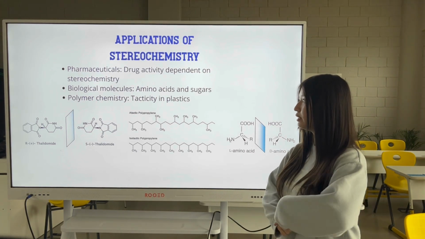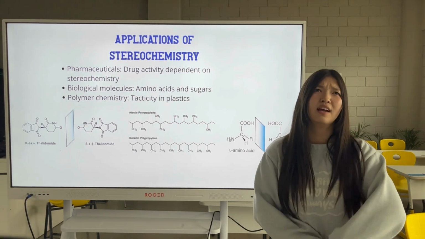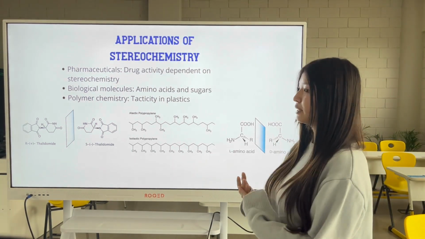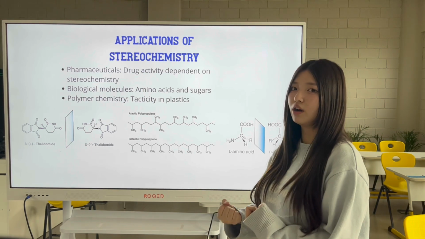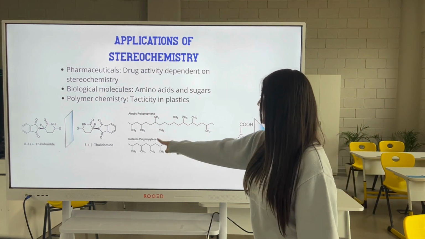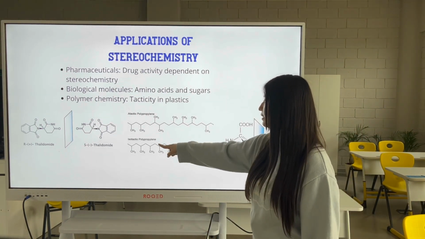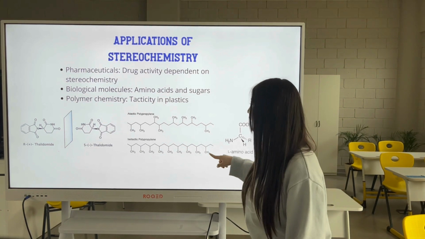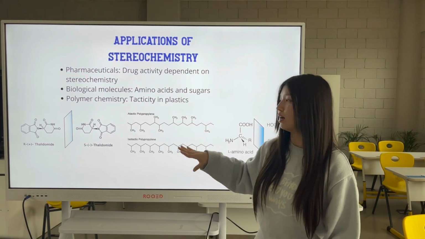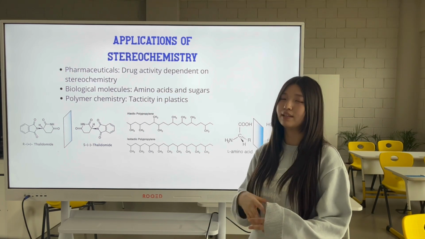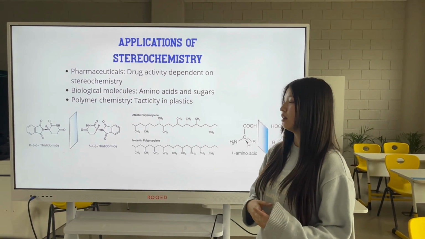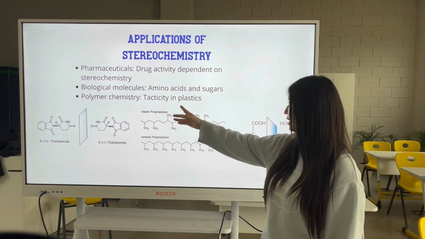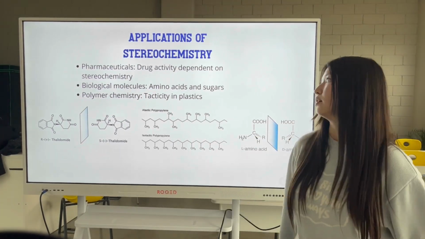Let's talk about polymer chemistry, toxicity in plastics. For example, if we want to make the plastic more rigid or strong, we need isotactic polymers, which are, as you can see here, not random. If we're going to make them more elastic, we have to use a flexible form. We have to use the atactic form.